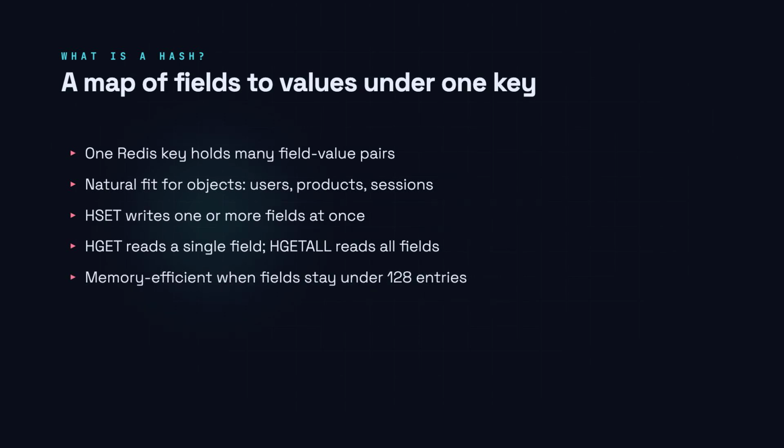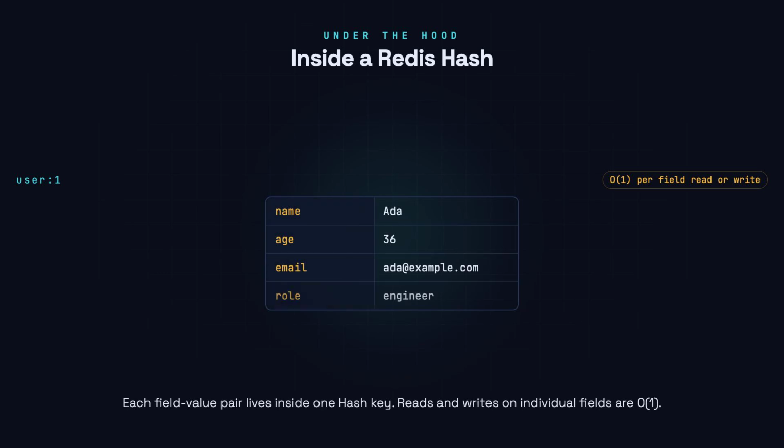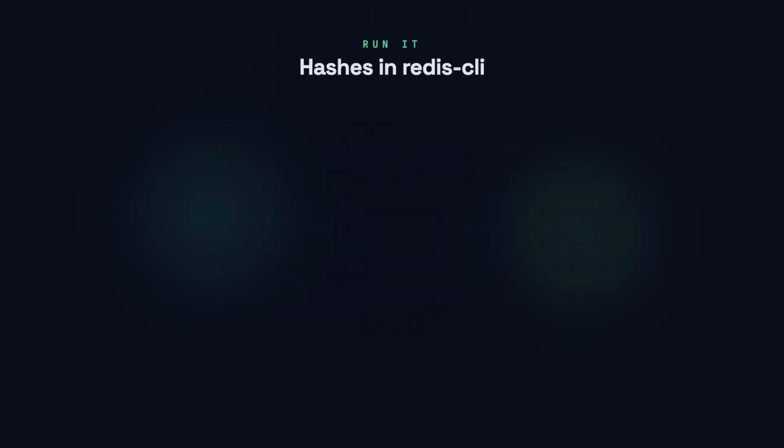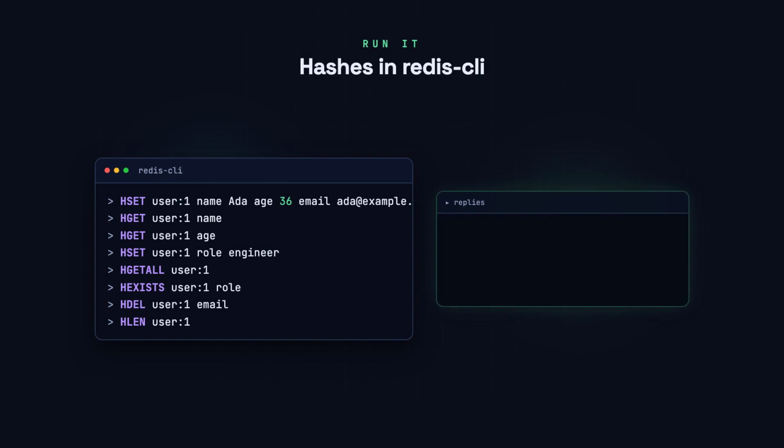Instead of creating a separate key for every attribute of a user, you group them all together under one key, like user:1. Internally, Redis stores each field and its value as a pair inside the hash. You can have as many fields as you need, and every individual field lookup runs in constant time, O(1). HSET can write several fields in a single call.